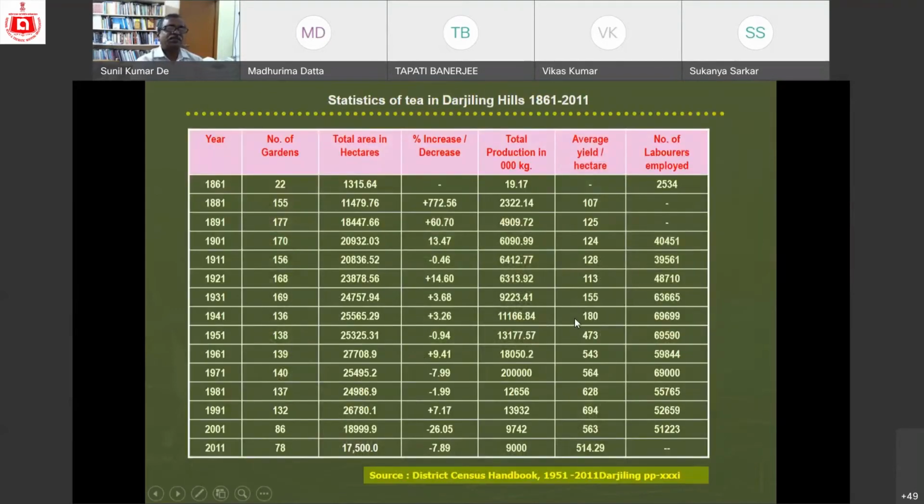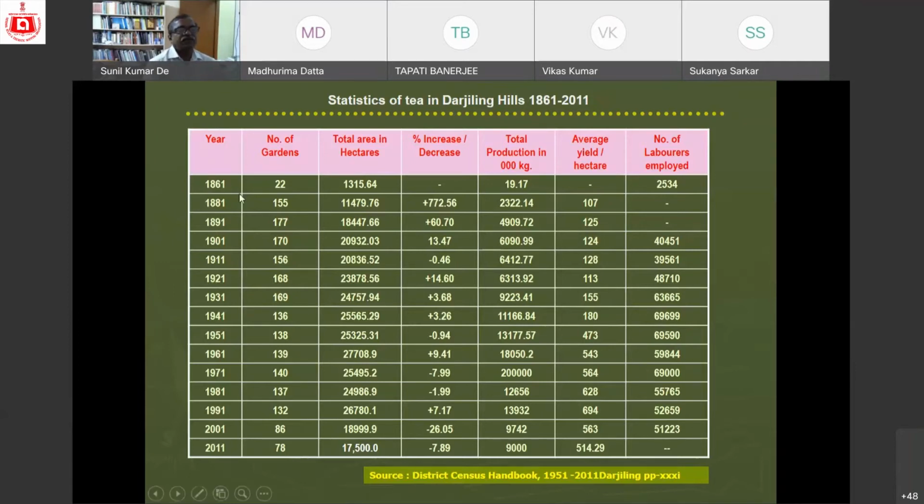If we see the statistics of tea gardens in Darjeeling Himalaya, it was commercially started in 1861. One British fellow went to China in 1856, and he saw that tea bushes are there and they are a very common drink in China. So he collected some bushes, came back to Darjeeling and planted them in Darjeeling Himalaya. He found that it is of very good quality. So after that, from 1861, it was started on a commercial basis.